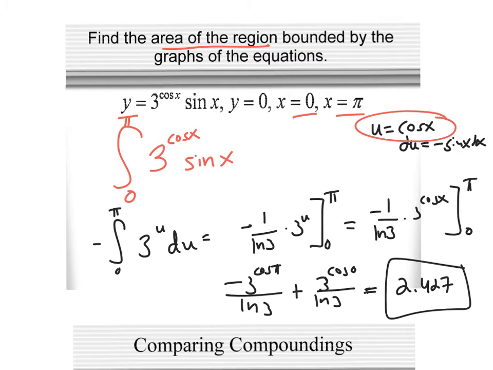Your u should have been cosine of x, your du is negative sine, so you have to factor out a negative here. Just be careful of that. Integrate 3 to the u, which turns into negative 1 over ln of 3 times 3 to the u. Throw that u back in, and then plug in pi and 0, and subtract. It turns into addition because this was negative, so minus a negative.